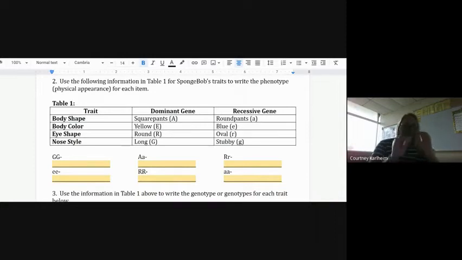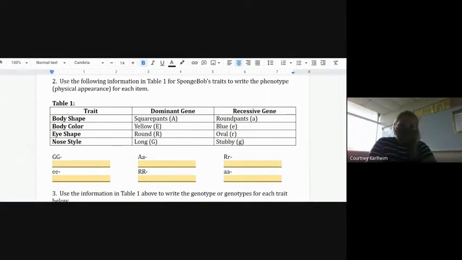I'm sorry, guys. All right, so then number 2, use the following information in table 1 for all the traits that you're going to hear about. It is about SpongeBob. And you're going to write the phenotype, the physical appearance. So there is always a genotype, a letter that goes with the physical appearance. So for this one, you're going to write down what the genotypes code for. Remember I said genotypes are the letters that code for a trait.